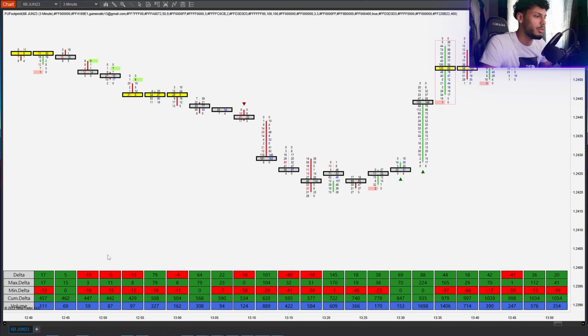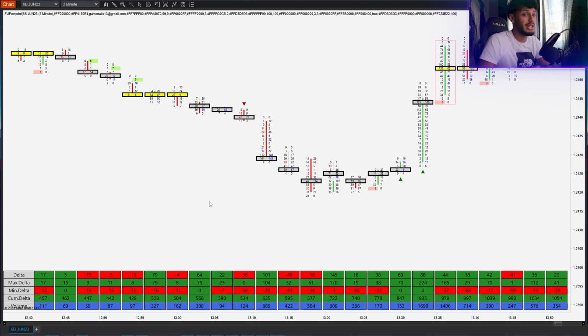Okay, so let's go down right here into the statistical panel, and we can see 5 different columns. We have delta, max delta, min delta, and volume. The main things that we look at are realistically the max delta, the min delta and the volume. We also look at the delta as well. Cumulative delta we don't really care about too much. What is the delta first of all? Okay, let me explain that.